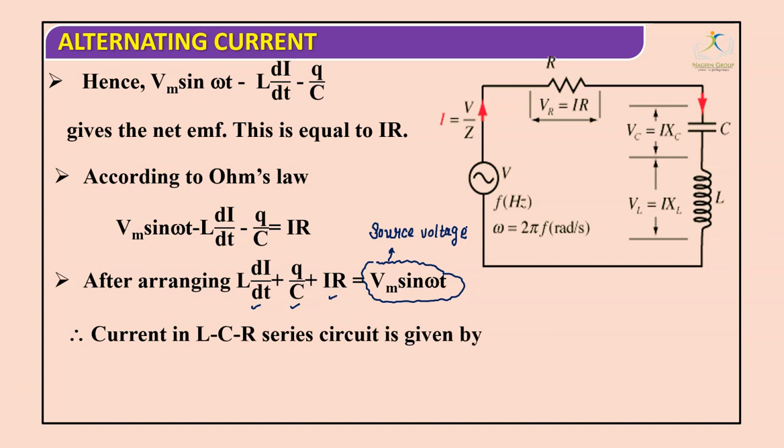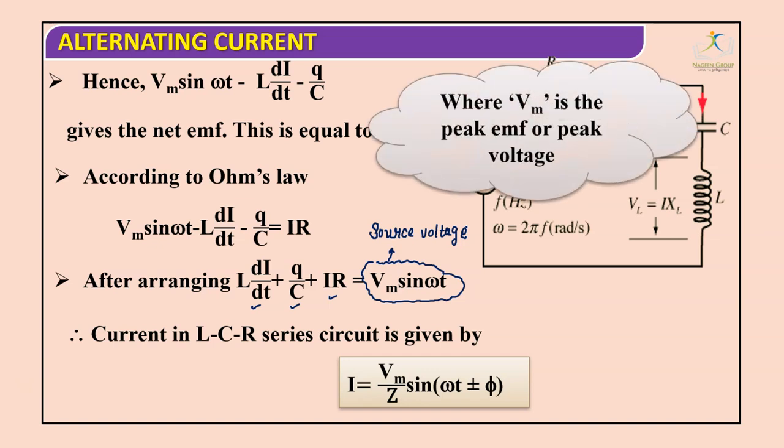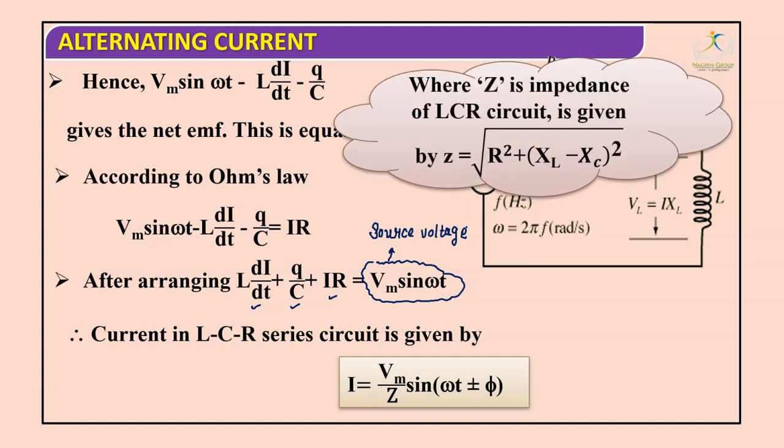Current in an LCR circuit is given by I = Vm sin(ωt ± φ), because there will be a phase difference. And what is Z over there? Z is the impedance, where Vm is the peak value of EMF or peak voltage, and Z is the impedance of an LCR circuit, which is Z = √(R² + (XL − XC)²).